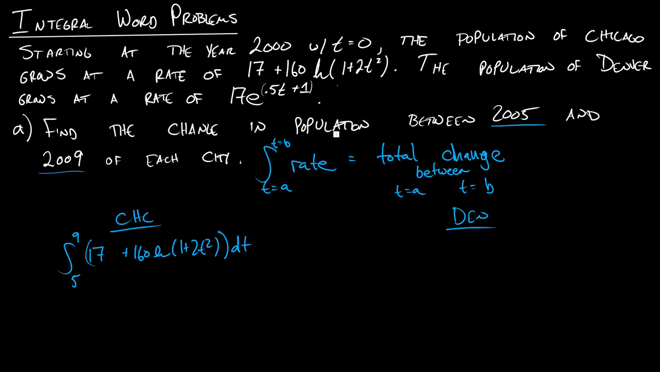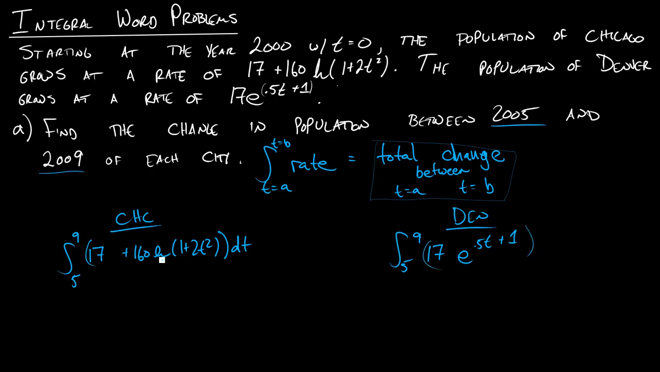And for the city of Denver, I'm going to figure out what the total change in the population between 2005 and 2009 was, which is what's here. I'm going to take the integral of my rate from 5 to 9. So my rate for Denver is 17e to the 0.5t plus 1.